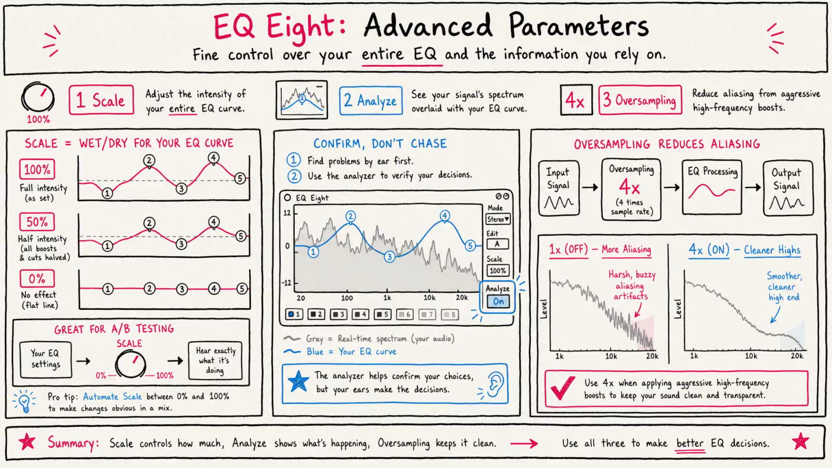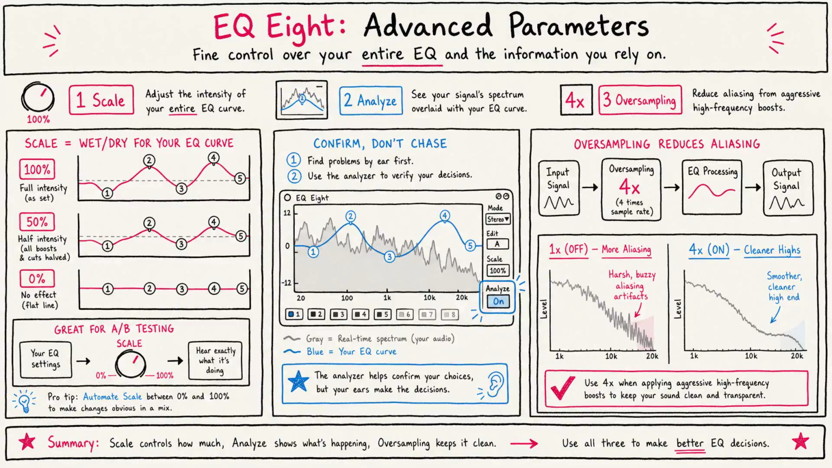Oversampling at 4x processes the signal at 4 times the project sample rate, reducing aliasing artifacts that can occur with aggressive high-frequency boosts. Enable this when working with bright sources or making significant boosts above 8 to 10 kHz. The trade-off is increased CPU usage, so reserve it for situations where you hear a difference.